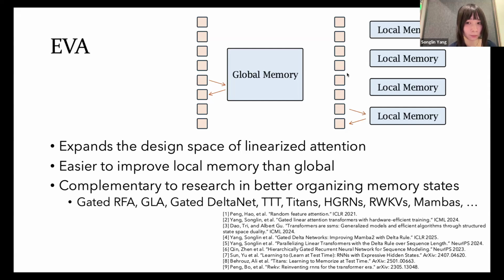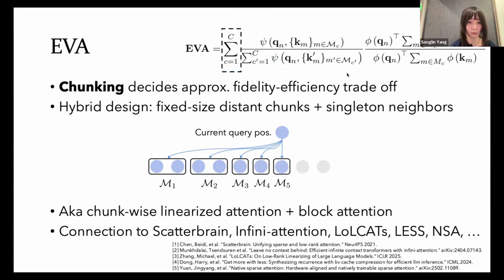So in this sense, it's completely complementary to ongoing research on how to organize the global memory better, with better update rules or better forgetting techniques. This line of research includes the gated variant of random feature attention, gated linear attention, gated delta net, test time training layers, Titans, the HGRN series, the RWKV series, and the Mamba series, including many other works. We feel our work is complementary to this line of research. This is the implementation we would like to highlight before diving deep into the details of the formulation.